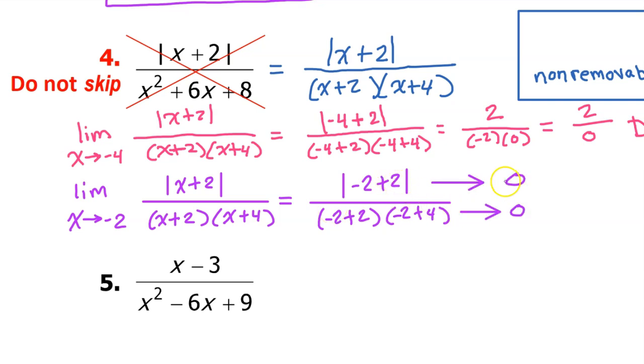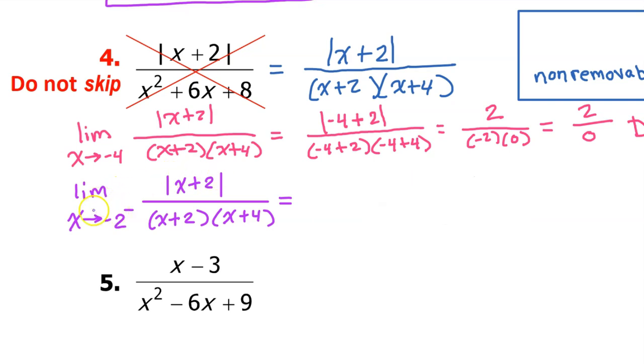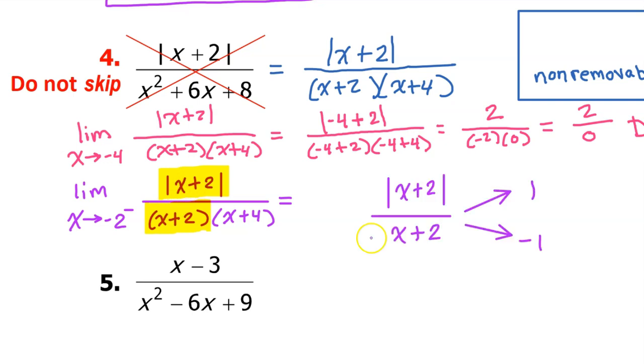Since the numerator and the denominator are both approaching 0, this is an indeterminate form, and we need to try something else. Let's try finding the limit as x approaches -2 from the left, and then we will find the limit as x approaches -2 from the right, and we will see if they are the same thing. Focus on this part of the problem right here.